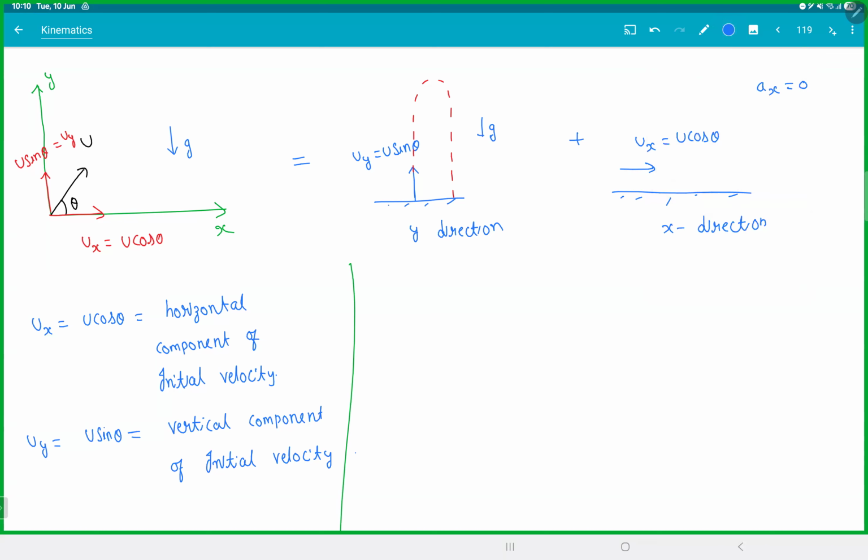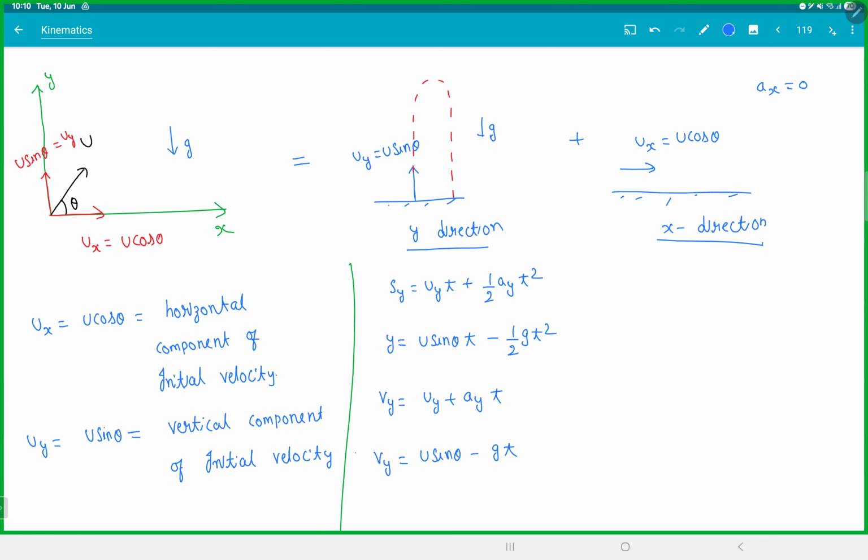Look at the equations here. In the y direction, the displacement Sy will be Uy t plus half ay t square. The three equations are still valid. This becomes your y coordinate. Y is equal to, in place of Uy, you get U sin theta t minus half g t square. Vy is Uy plus ay t. This will be the velocity in the y direction. This will be U sin theta minus g t. So this gives you the y coordinate at any time, and this gives you the velocity in the y direction at any time.